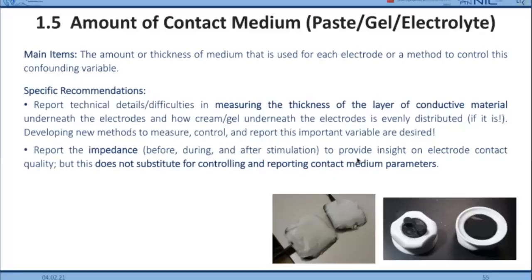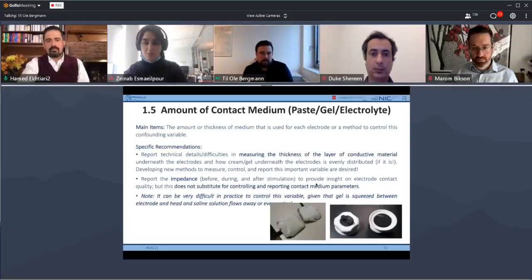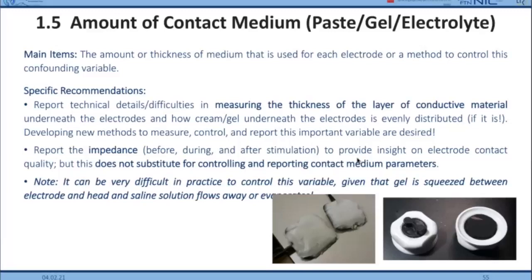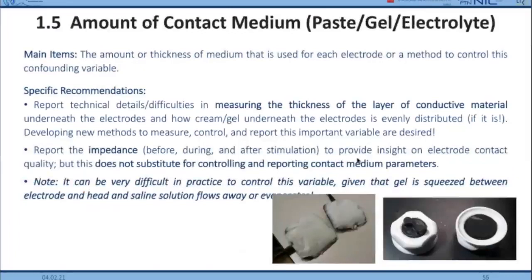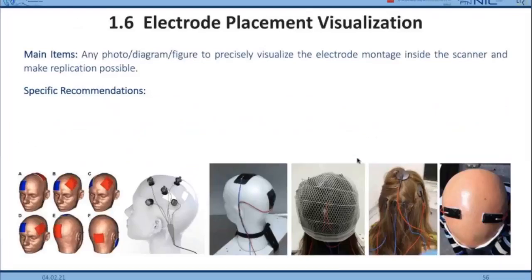The impedance should be reported before, during, and after. That also helps to tell us whether there's good contact, but it doesn't substitute controlling for these contact medium parameters, because you can also get good impedance if just one part of the electrode is well connected to the scalp. Okay, next one. Yeah, note that it can of course be very difficult in practice to control this variable, given that the gel is squeezed between electrode and head, and that the saline solution just flows down the head or evaporates, but we should still try to describe it as well as possible. Next one. That's the last one.